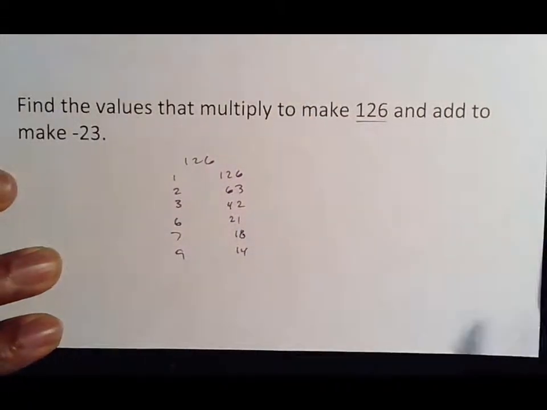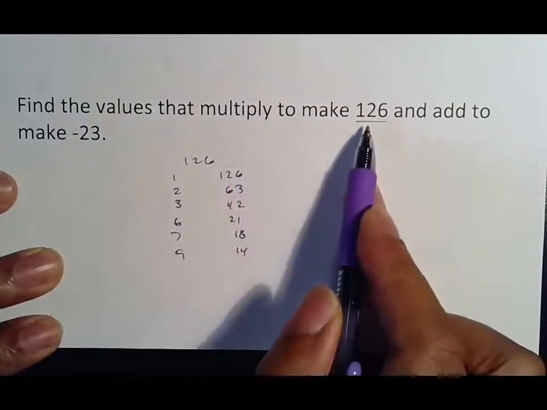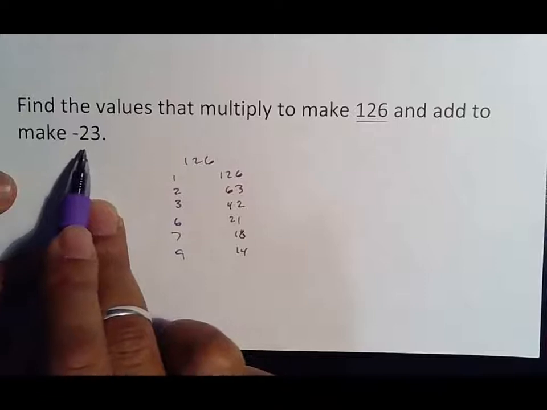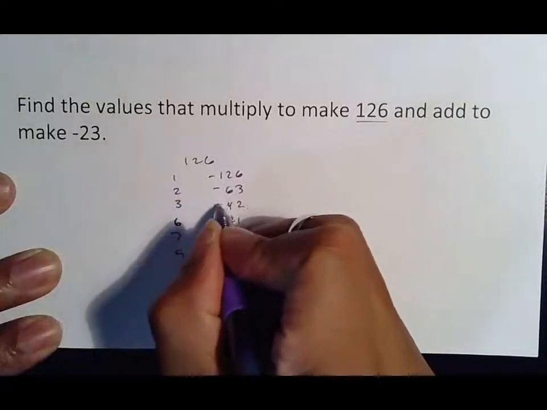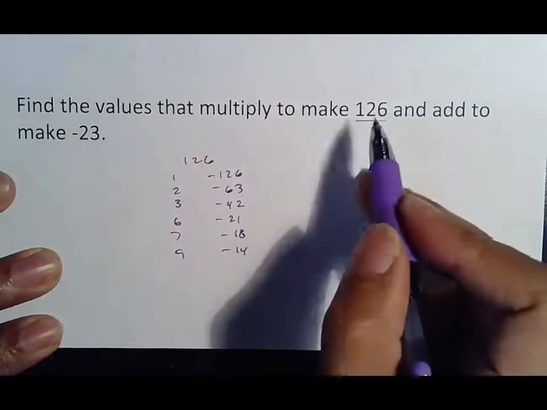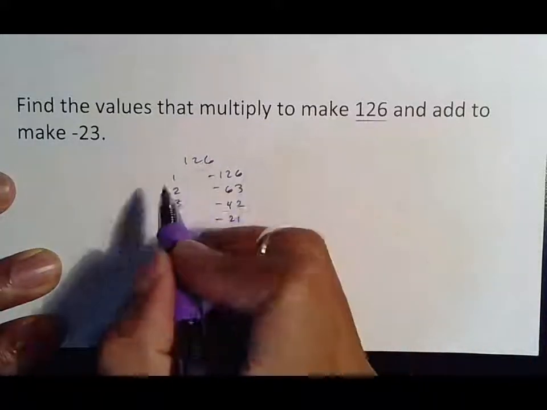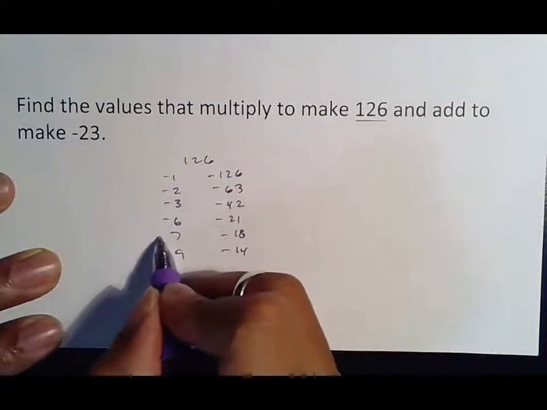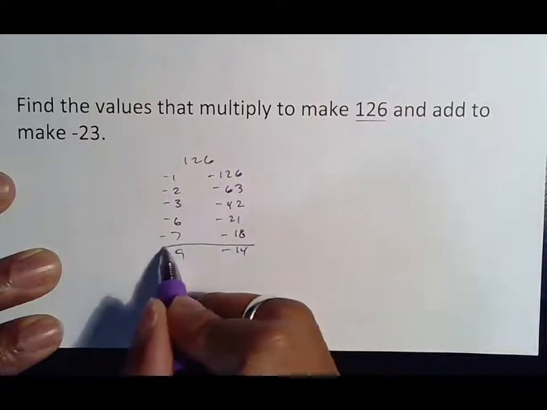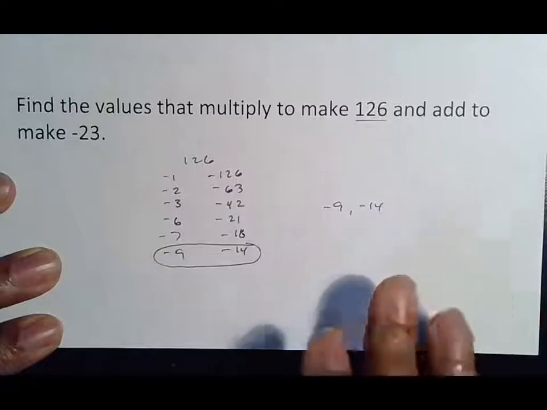This is my list, and here's where you want to make sure you're ready. Multiply to make 126, adds to make negative 23. If it adds to make negative 23, it means my big side, and make sure these are all the big numbers, is negative. But if it multiplies to make a positive 126, the signs have to be the same, because the only way you multiply to get a positive is if the signs are the same. Which means the ones that make negative 23 are negative 9 and negative 14.